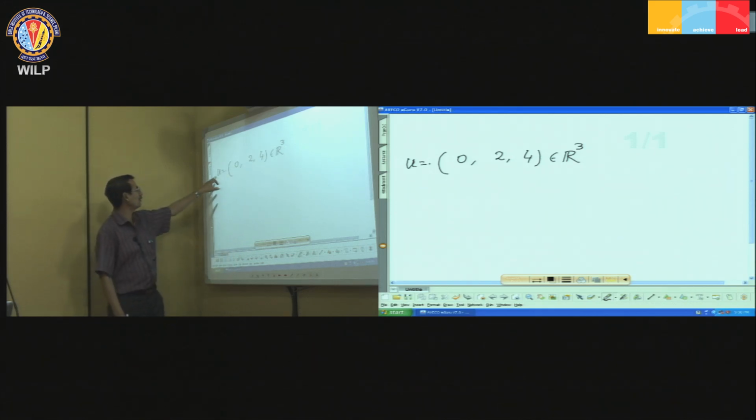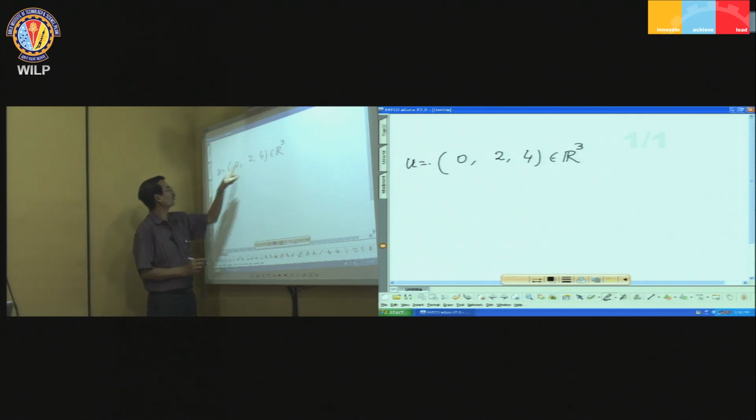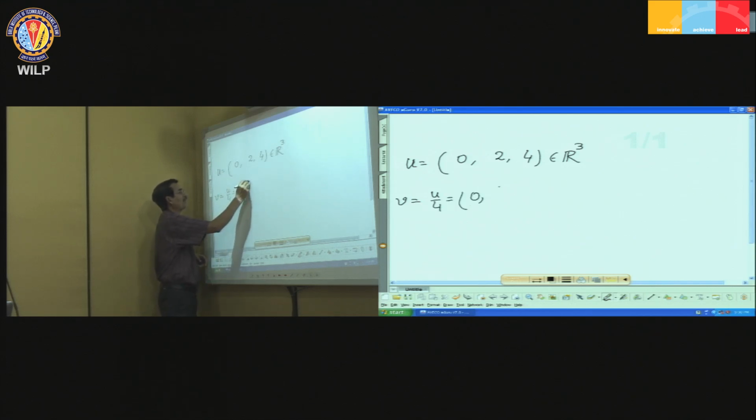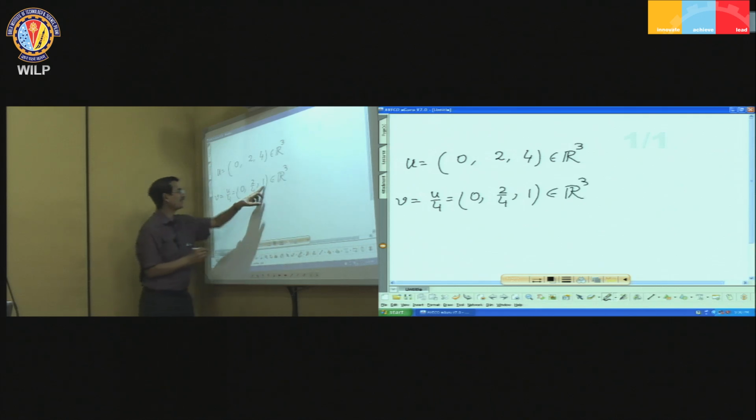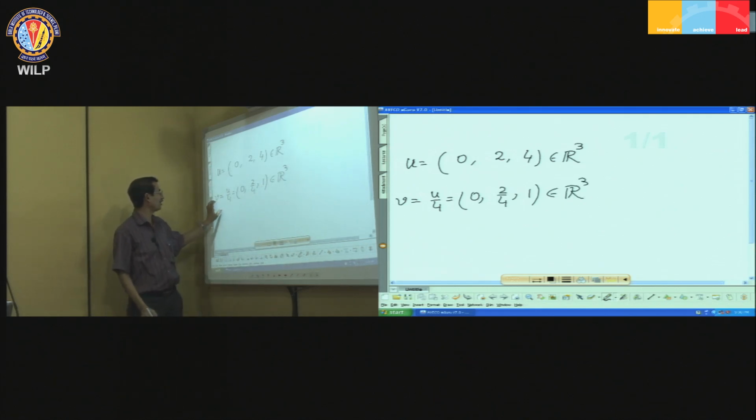So, how to make this one normalized? The highest is 4, so divide this u by 4. So, you will get v as u by 4, that is 0 by 4, that is 0, then 2 by 4, and then 4 by 4, that is 1. And look at here, this again belongs to R3, largest is 1. Therefore, this vector v is in normalized form. If the vector is in normalized form, it is well and good. If it is not, we will have to transform it into normalized form.